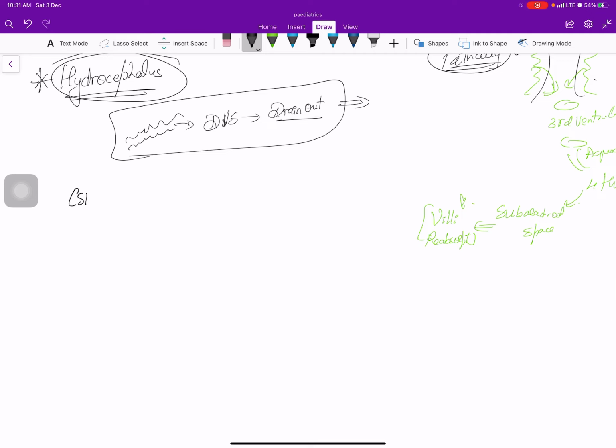When the CSF volume is increased, which in turn increases the size of the ventricles. Okay. So normally how much CSF is there? In a kid it is 50 ml, in an adult it is 150 ml.